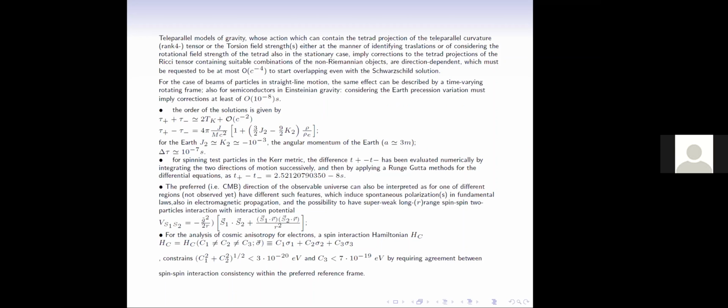And it's possible to consider also other models of gravity, which are teleparallel models of gravity, which contain the torsion field, and also the interaction of a spinning test particle in the Kerr metric, preferred direction of the observable universe, which can be compared to the CMB direction, and the kind of interaction which they can have with test particles, for example, electrons, and also from cosmic anisotropy.